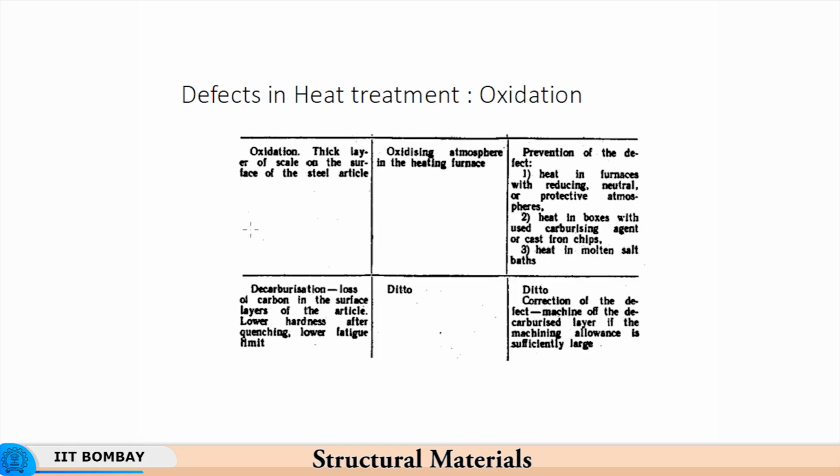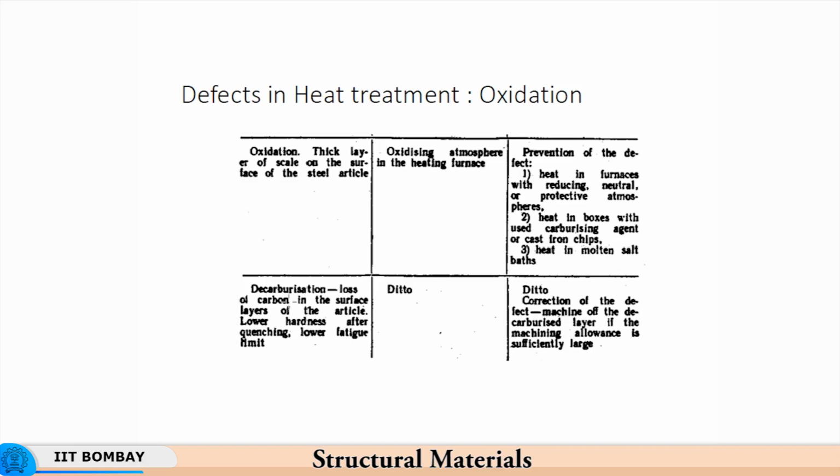Oxidation, oxide scale due to oxidizing atmosphere. So then the best thing is to use a reducing atmosphere or a protective inert atmosphere, or you can have carburizing agents. So you can have gaseous agents like endogas, or you can have carburizing agents like cast iron chips, molten salt baths and things like that.